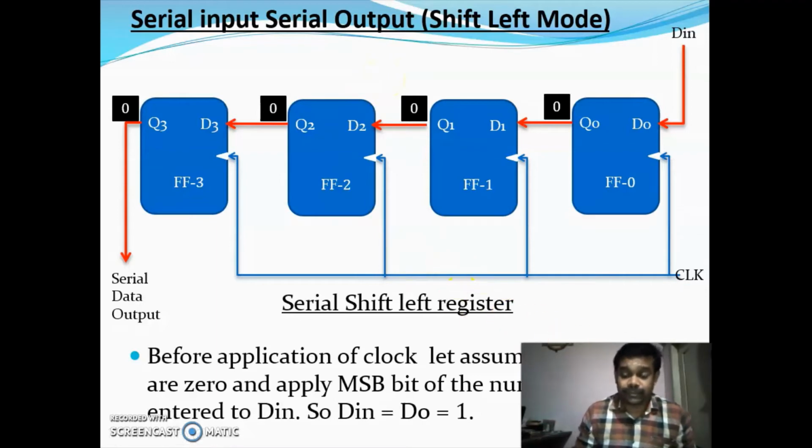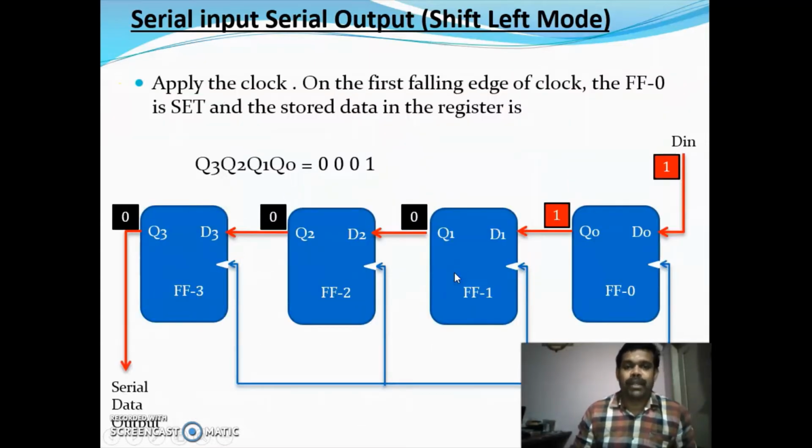So this is the logic diagram of your serial in, serial out shift register. Here you are having 4 D flip flops, and you are applying clocks to all the 4 flip flops, and the type of triggering is positive edge triggering. Before the application of clock pulse, the output of each flip flop is 0 0 0. Now after the clock, on the first edge of the clock, the flip flop 0 is set and stores data in the register.